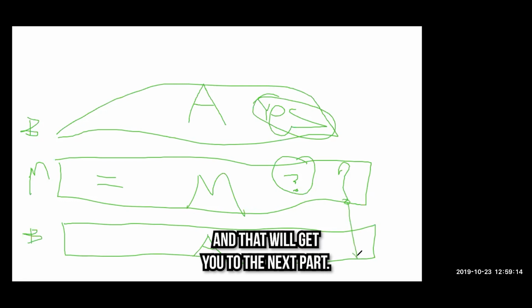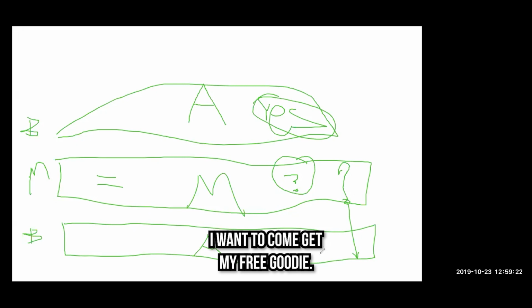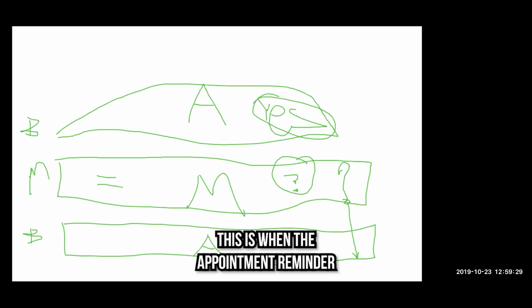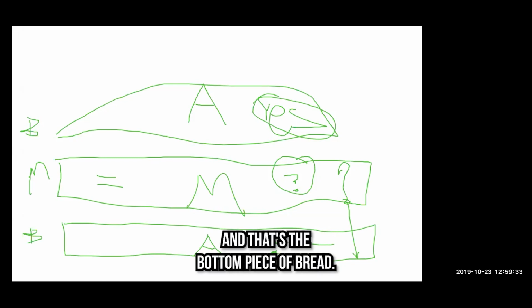And that will get you to the next part. The second that she says, yep, I'm good to go, or he or she says, yes, Ashley, I want to come get my free goodie, then we say, great, your appointment's set for Tuesday at 5 p.m. And the automation, this is when the appointment reminders start to kick off, guys. And that's the bottom piece of bread.